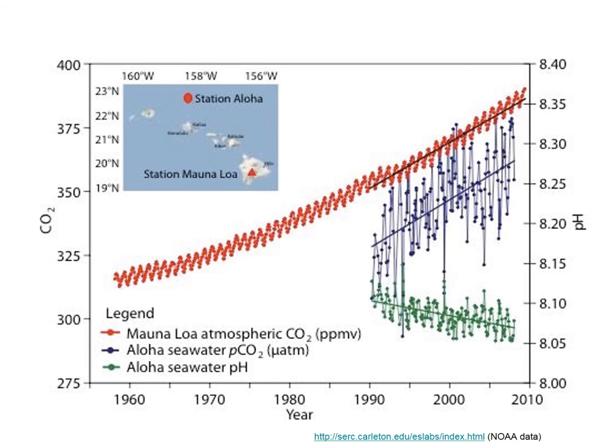If the atmospheric CO2 goes up, the ocean CO2 should go up as well. And you can see here the impact of that in terms of the ocean pH, that as the CO2 is going up, we're acidifying the ocean. Okay, pH is going down.